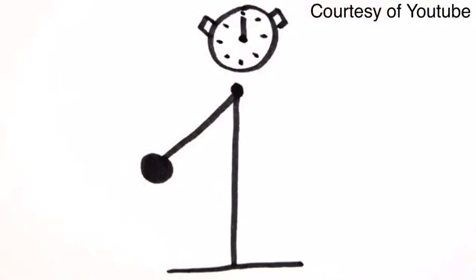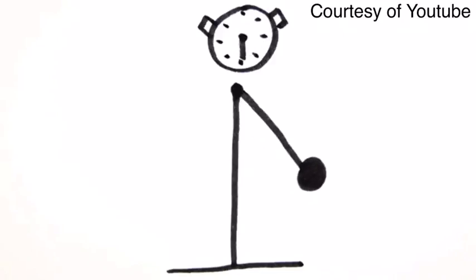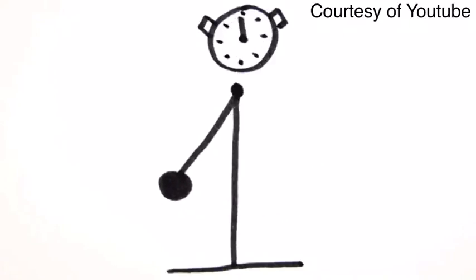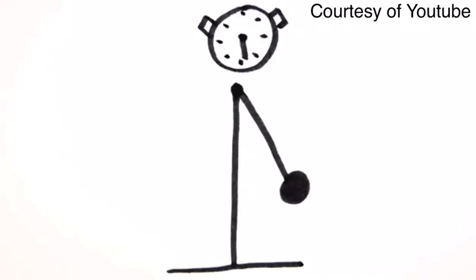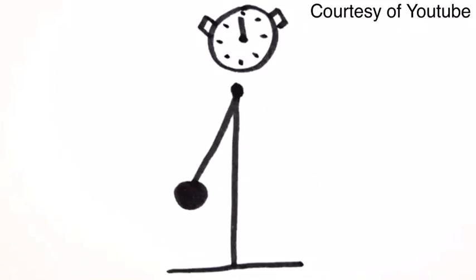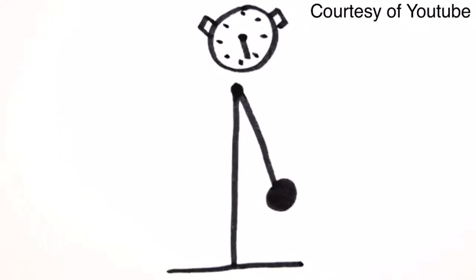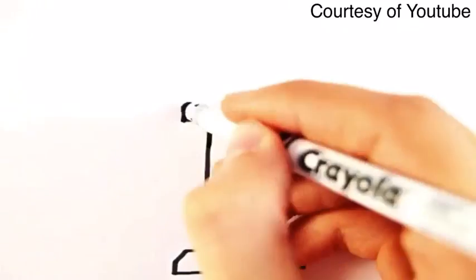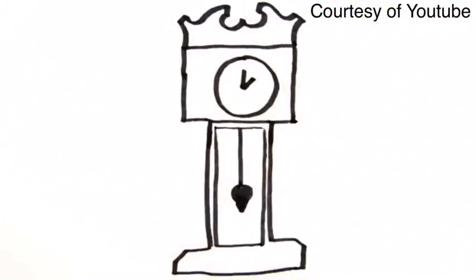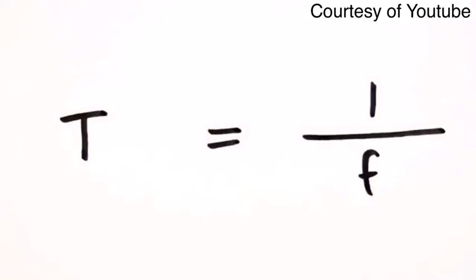All it consists of is a weight attached to a piece of string that can swing freely. The time taken for it to swing from one side to the other and back again is called the time period. The time period of a pendulum of the same length is always the same no matter what height you release it from, which is what makes them so good at keeping time. The time period and the frequency are related by the formula T = 1/f.